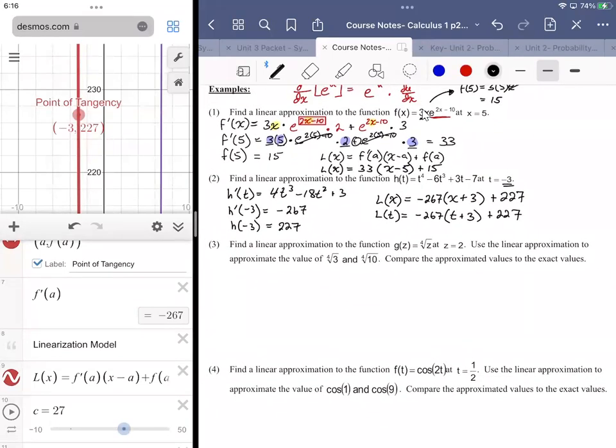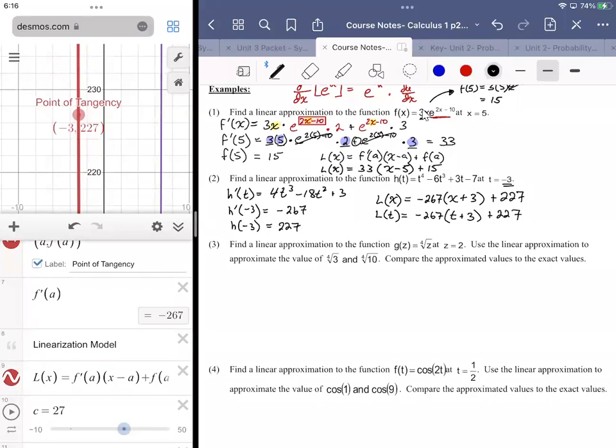All right. So then we get to the whole point behind this stuff, numbers 3 and 4, which ask us to actually use the linear approximation model. Right. So find a linear approximation to the function g of z, where g of z is equal to the fourth root of z at z equals 2, to approximate the value of these other two numbers.